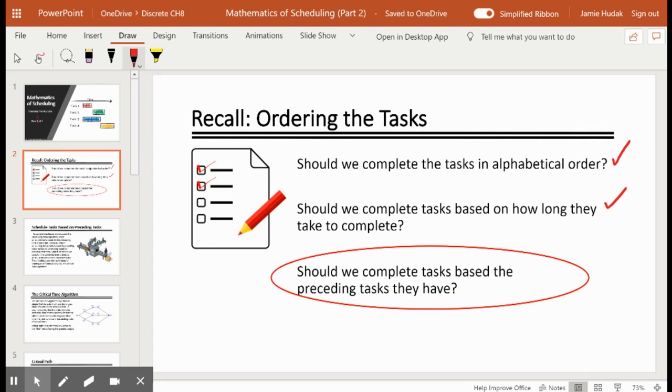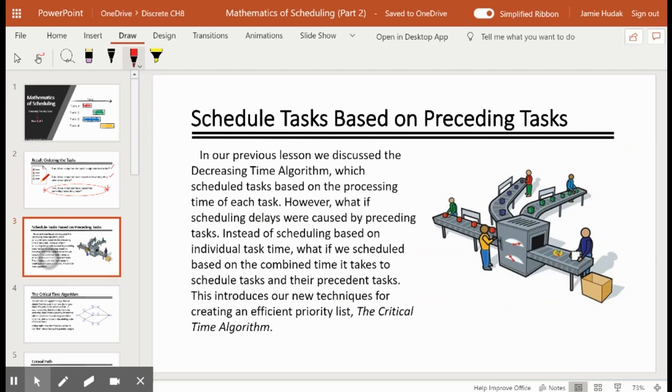So as you recall, this slide was in the last presentation, and we had gone over these first two. Should we complete tasks in alphabetical order? Should we complete tasks based on how long they take to complete? Those were covered in the last video, part one of two. And in this one, we want to focus on should we complete tasks based on the preceding tasks they have. So, schedule tasks based on preceding tasks.